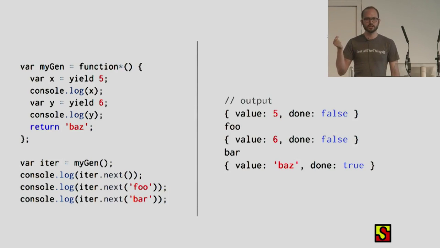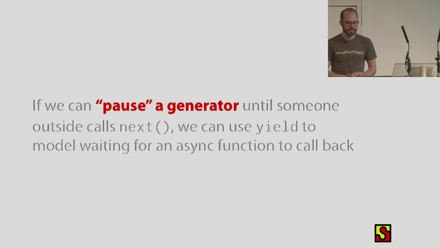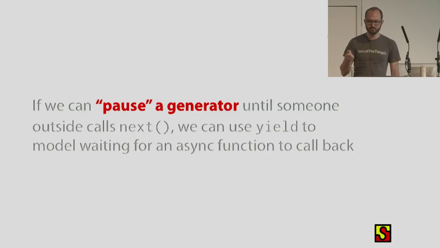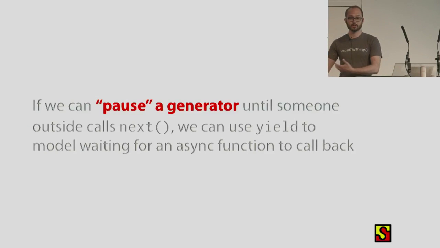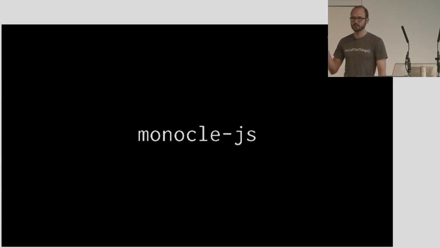And the way this works is a little tricky to wrap your head around when you first take a look at it. So I encourage you to maybe come back to this slide and see if you can figure out what the pattern is here. But anyway, the main insight is that if we can modulate the execution of a generator function based on this external function next, which we can call from anywhere else in our code, then it strikes us that we should be able to use yield to model waiting for an asynchronous function to finish doing whatever it's doing and call us back. So that's exactly what my project Monocle JS does.